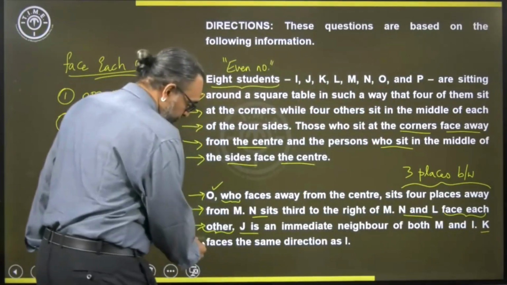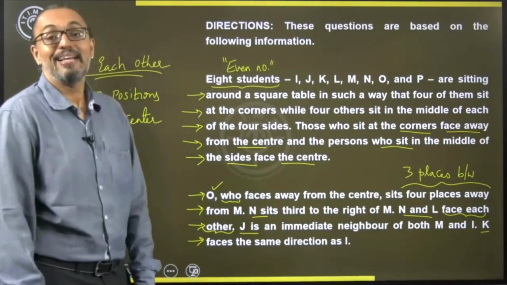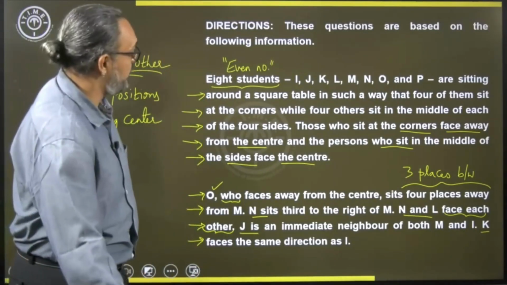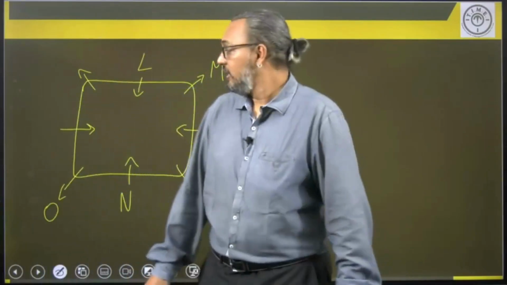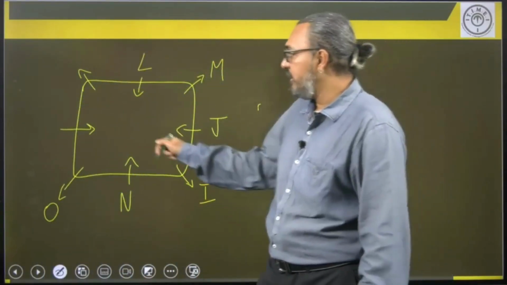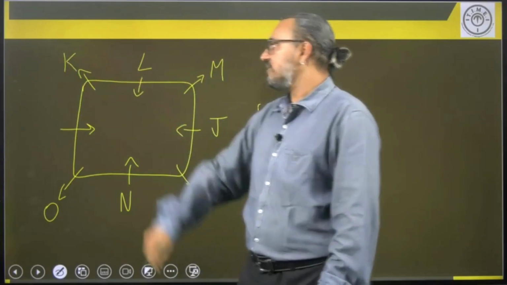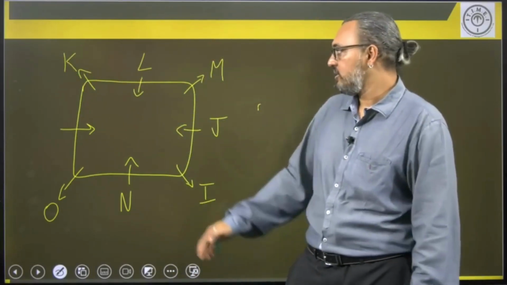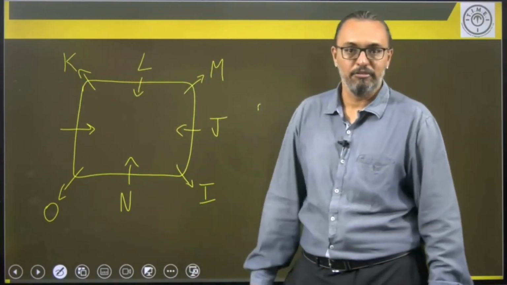K faces the same direction as I. Okay. K is facing the same direction as I. So I is away, so K also should be facing the same direction as I. So K will be opposite to I, because among these two, that is the only position available.